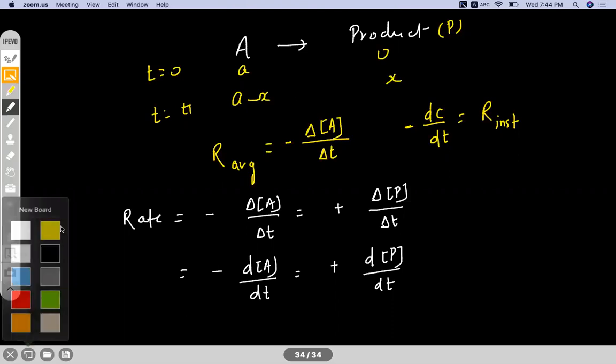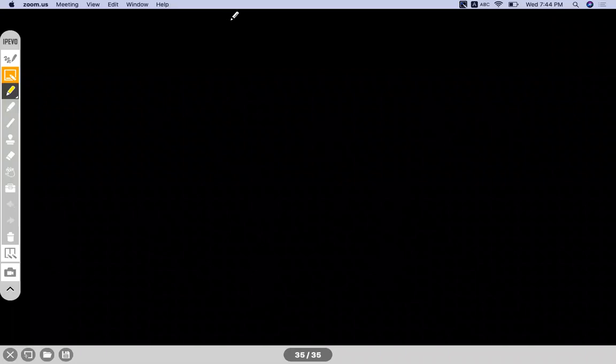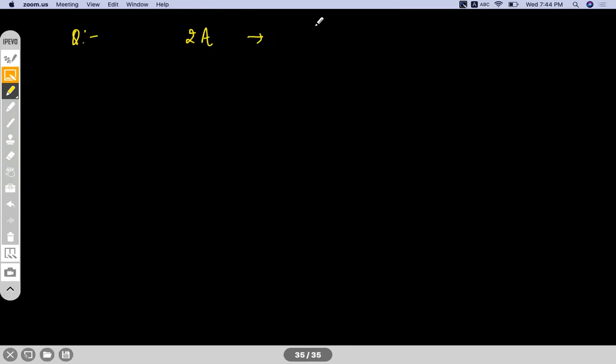Okay, look at this example here. Suppose we have a reaction 2A gives 3B. So at time t equals 0, suppose the concentration of A is a and of B is 0, and at any time t, it becomes a minus 2x, and this is 3x. Correct? So if I write down the rate of A, A is the reactant.